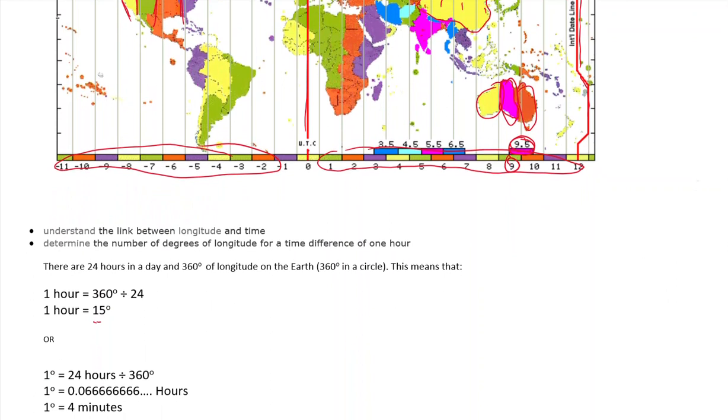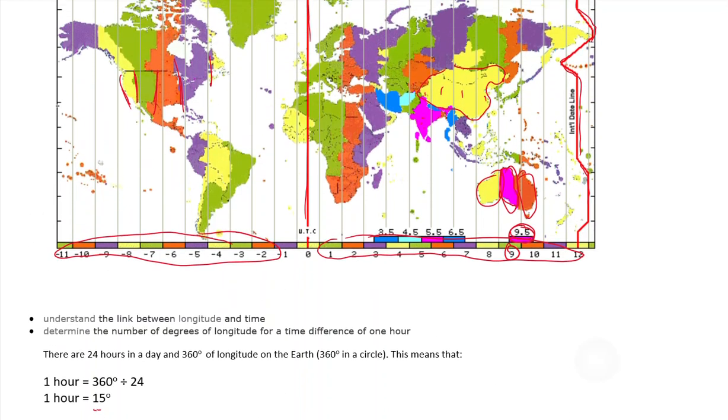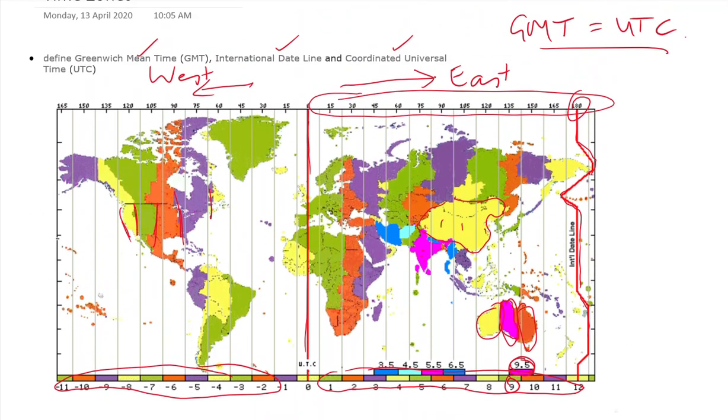Or the way the textbook does it as well is to say, if there are 24 hours in total, that's going to be this weird 0.06 recurring hours for every degree, which is roughly 4 minutes. So that's our rough start to working out those things.